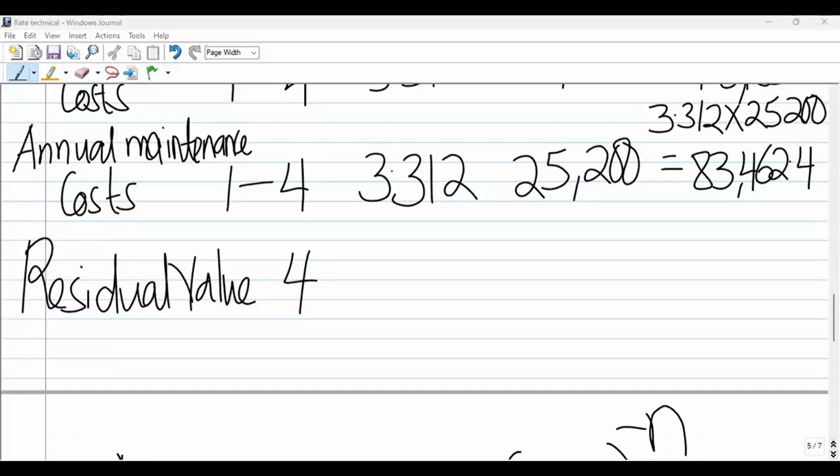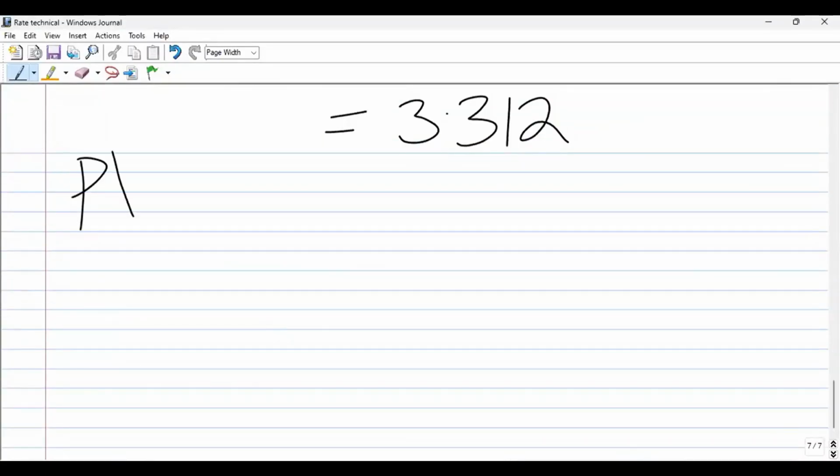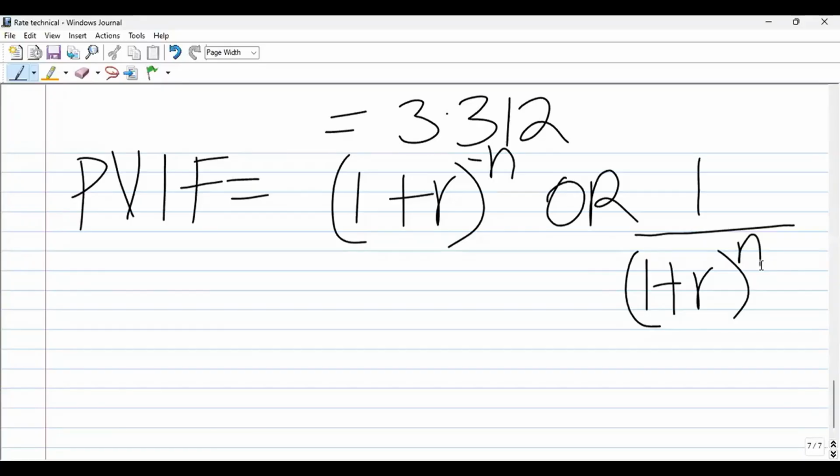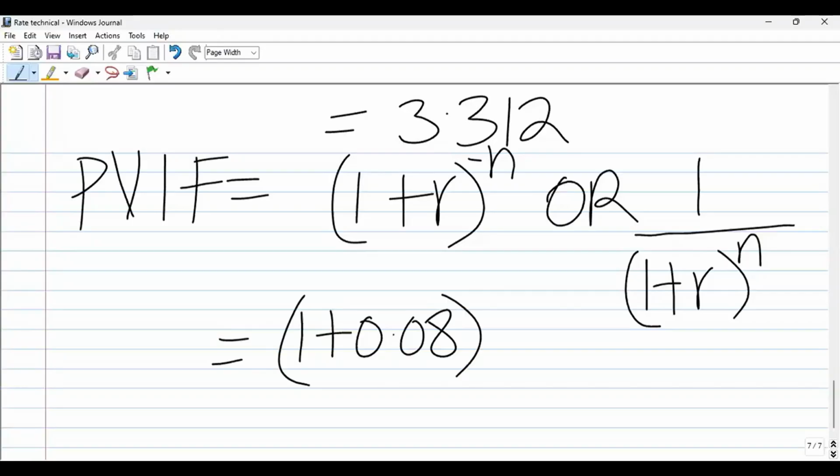So the discounting factor, we are going to use the present value interest factor. And the present value interest factor is 1 plus R to power negative N, or what some people normally say, 1 out of 1 plus R to power N. They mean the same thing. That's how we get the present value interest factor. So you can use 1 plus R to power negative N, or 1 out of 1 plus R to power N. So 1 plus 0.08 to power negative 4.